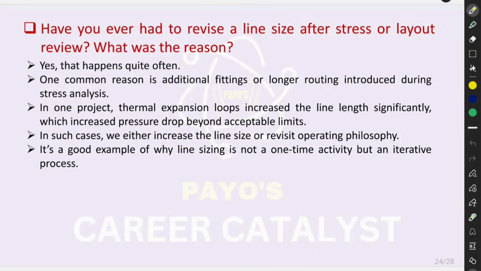Have you ever had to revise a line size after stress or layout review? What was the reason? Yes, that happens quite often. One common reason is additional fittings or longer routings introduced during stress analysis. In one project, thermal expansion loops increased the line length significantly, which increased pressure drop beyond acceptable limits. In such cases, we either increase line size or revisit operating philosophy. It's a good example of why line sizing is not a one-time activity but an iterative process.